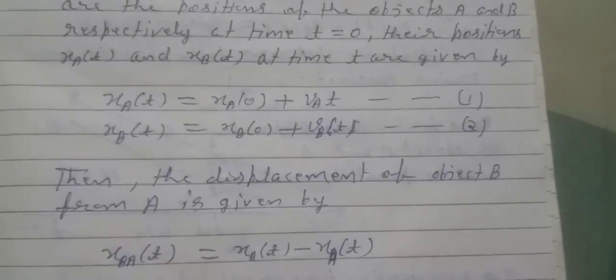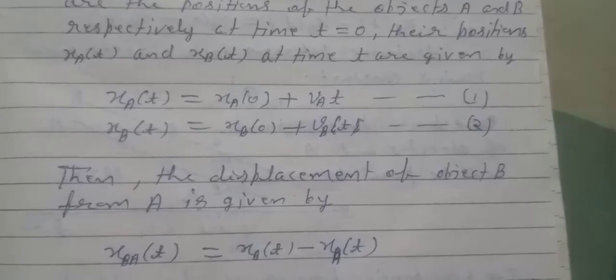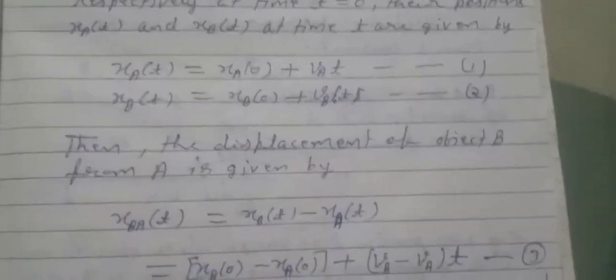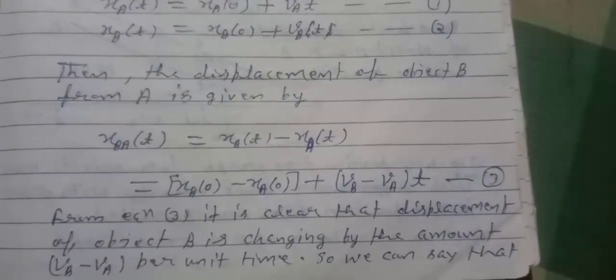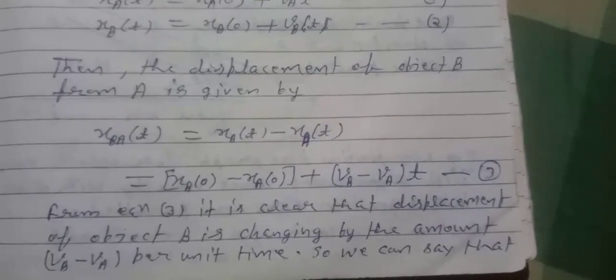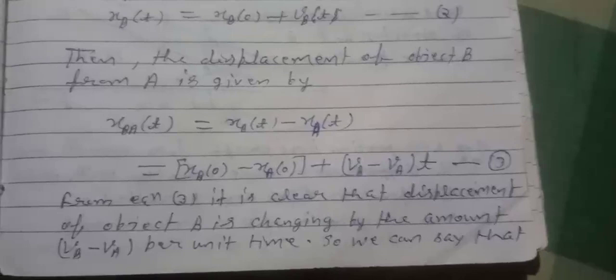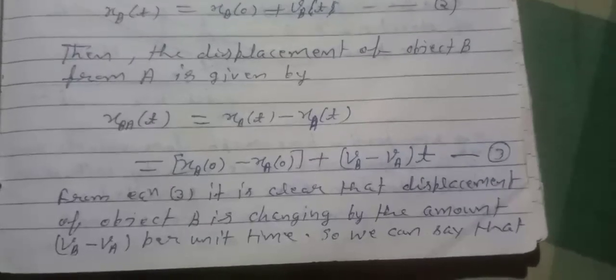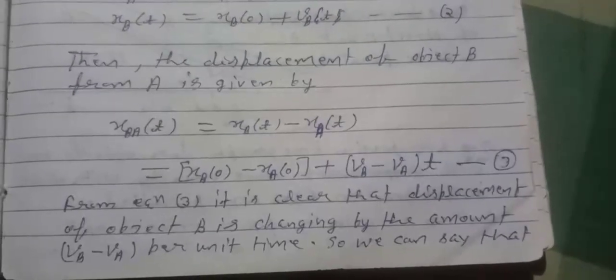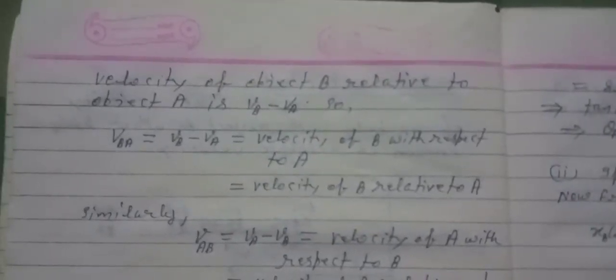Then the displacement of object B from A at time t is given by xba equals xbt minus xat equals xb0 minus xa0 plus Vb minus Va into t, equation 3. From equation 3, it is clear that displacement of object B is changing by the amount Vb minus Va per unit time. So we can say that velocity of object B relative to object A is given by Vb minus Va.